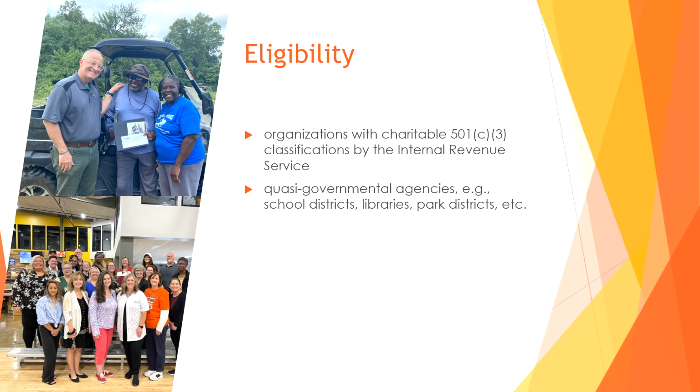Awards are made to organizations with a charitable 501c3 classification by the IRS or quasi-governmental agencies such as schools, libraries, and park districts. Applying organizations without a 501c3 designation that do not qualify as a quasi-governmental agency can be represented by a fiscal sponsor, although only one application will be accepted per 501c3. This includes those acting as a fiscal sponsor. Proper documentation must be provided to verify your eligibility.